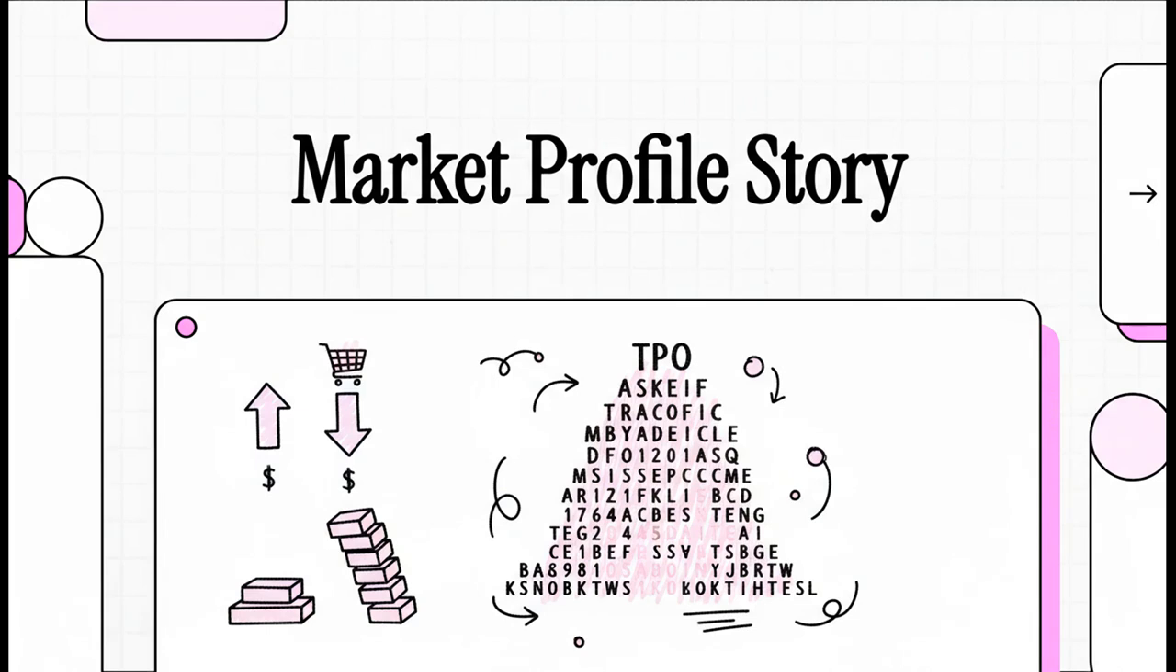Today, we're going to learn how to read a story that's not told in words, but in prices. We're looking at a market profile chart, and trust me, it reveals the daily drama of the market. You know, the battles between buyers and sellers, those moments of agreement, and the sudden shifts in power. So, let's crack the code.